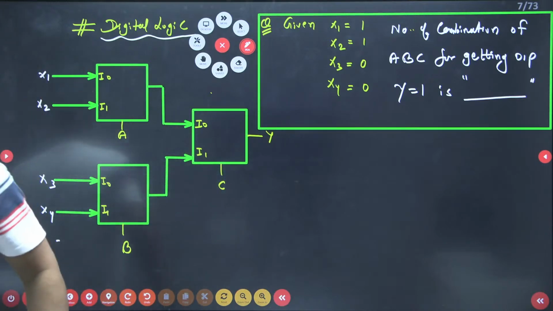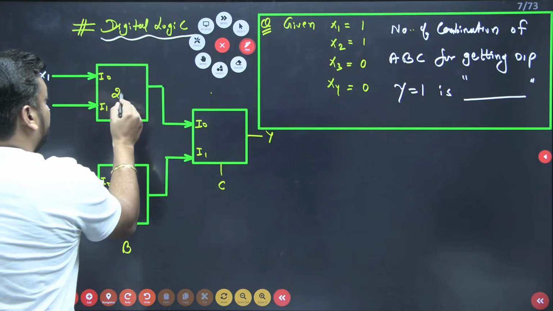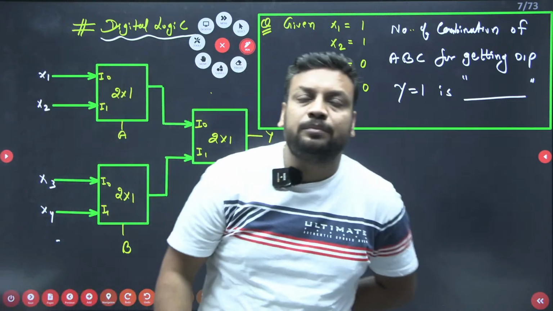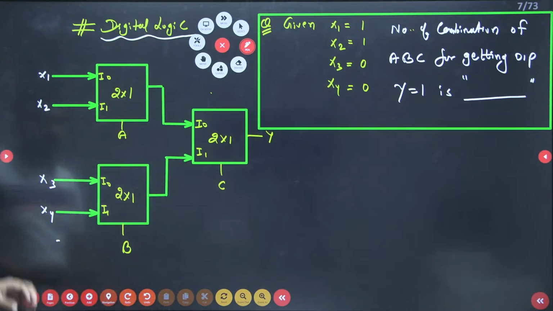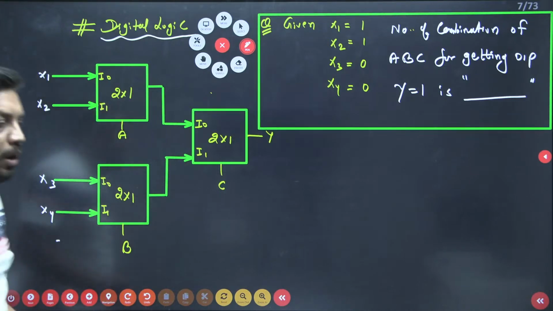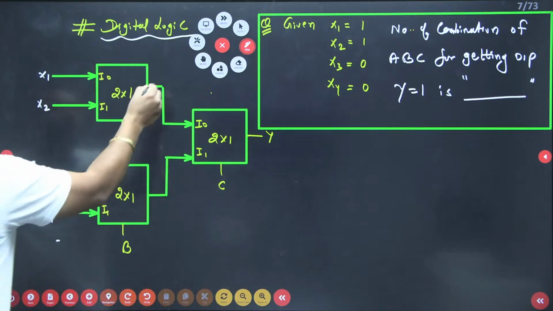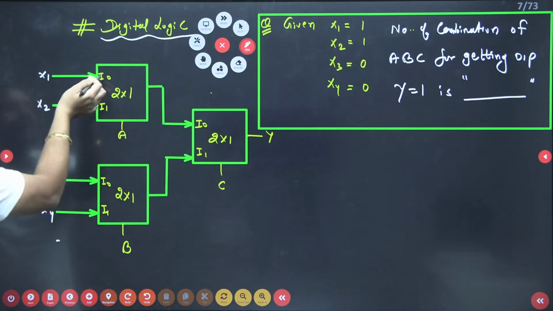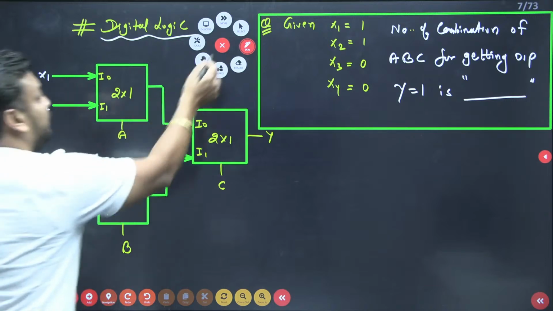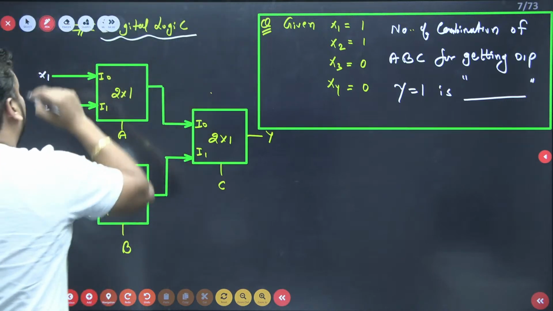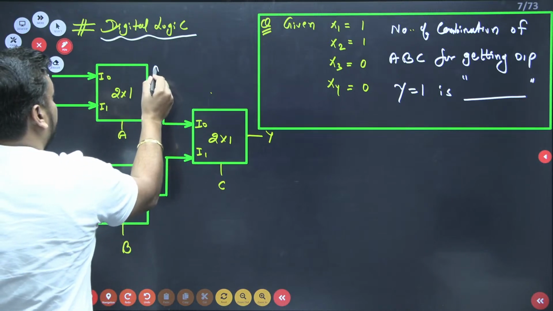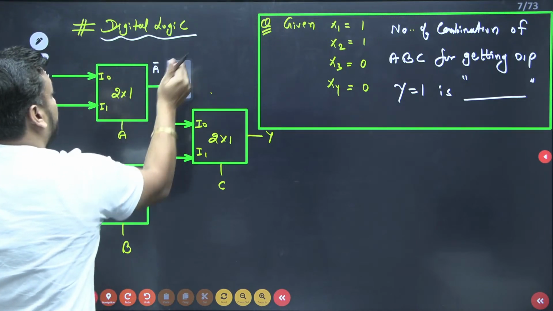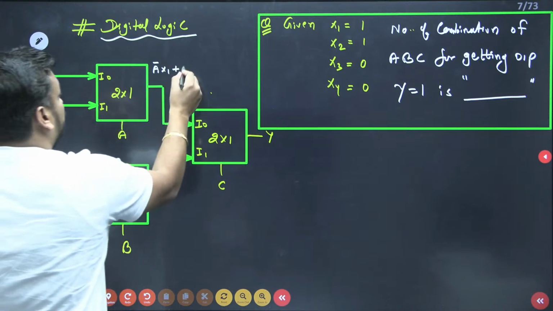So student, why I told you it's an easy question: you know that it is a 2 cross 1 mux. As far as multiplexer working is concerned, you know that there are many inputs and one output. We have the data inputs and we have the select input. If I want to write the output, I start with A bar for I0, so the selection input will go as A bar. So A bar into x1 plus A into x2.